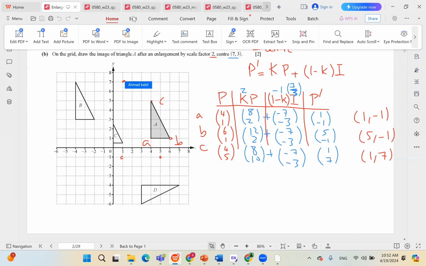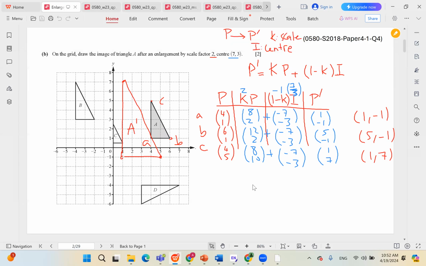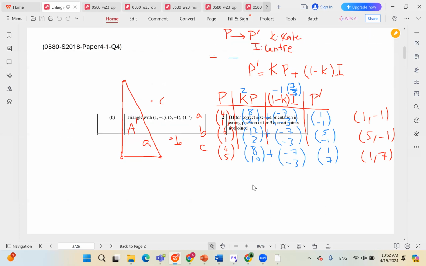We need to join the points, of course. So we have this triangle at the end looking like this. So there we are. This is your new triangle, A dash. Let's check the marking scheme. So we have 1, -1, 5, -1, and 1, 7. These are the correct answers.